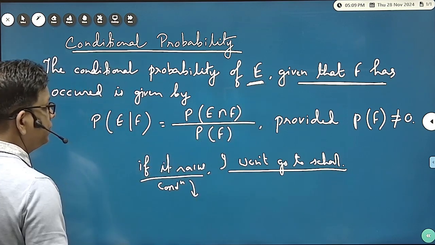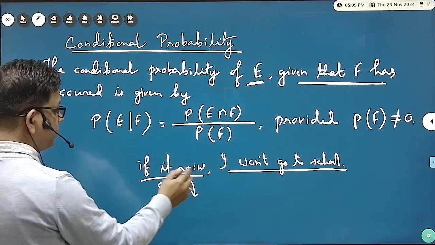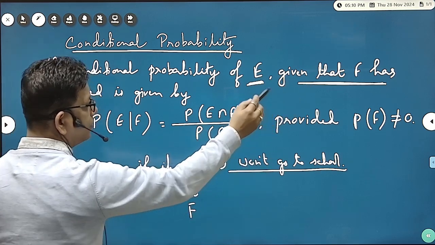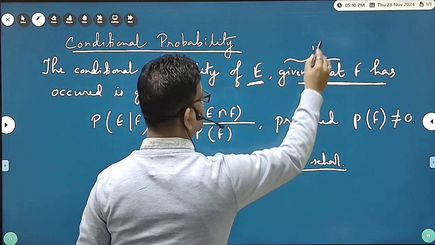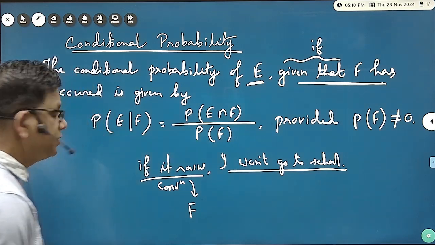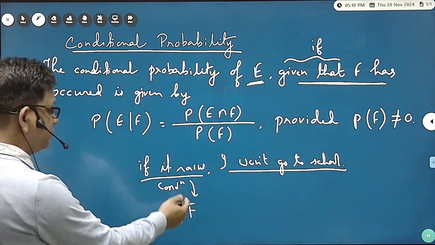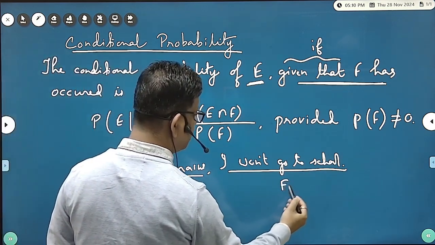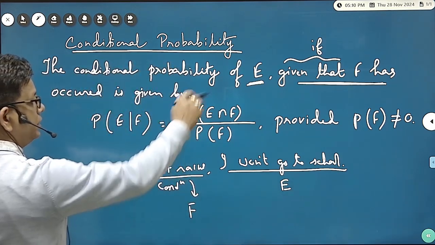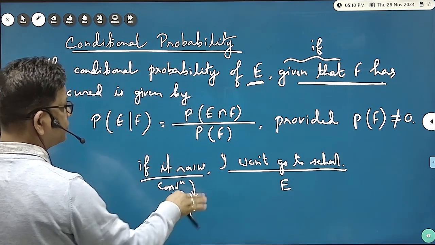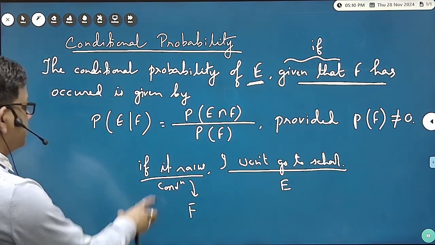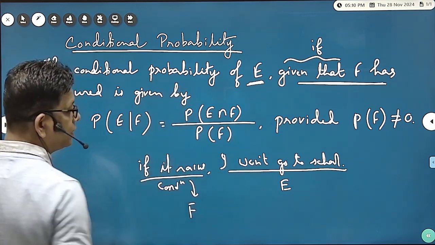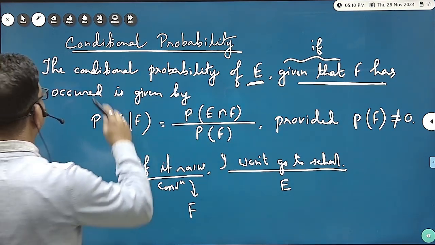Now this condition will be given in some other way. I'm just trying to explain what conditional probability is. Whatever condition is given, we take that as F. This portion, the if part, is the condition. So if it rains, that is the condition we consider as F, and I won't go to school is the statement we take as E. So depending on the condition, we have to get a certain probability.